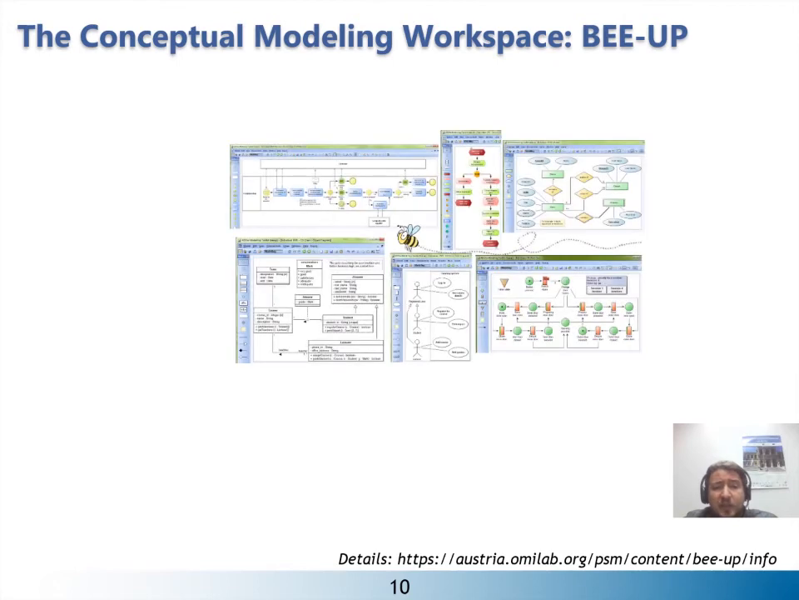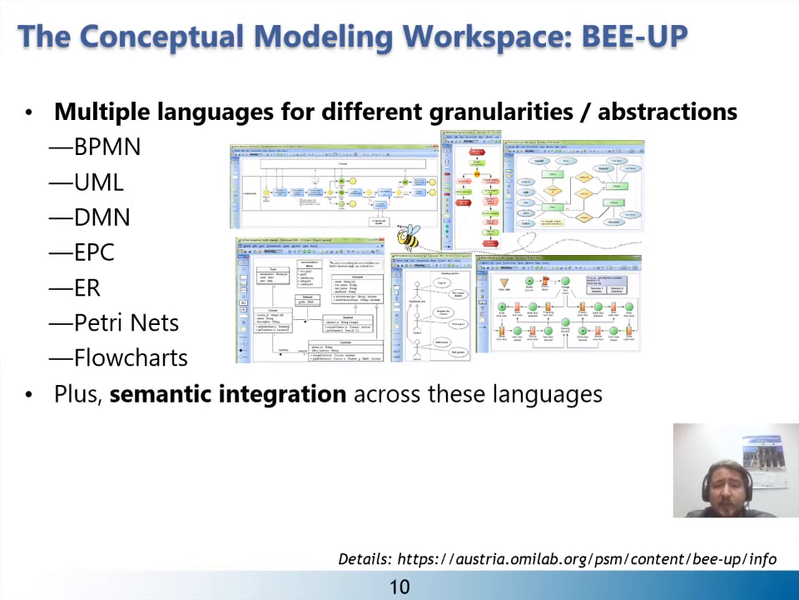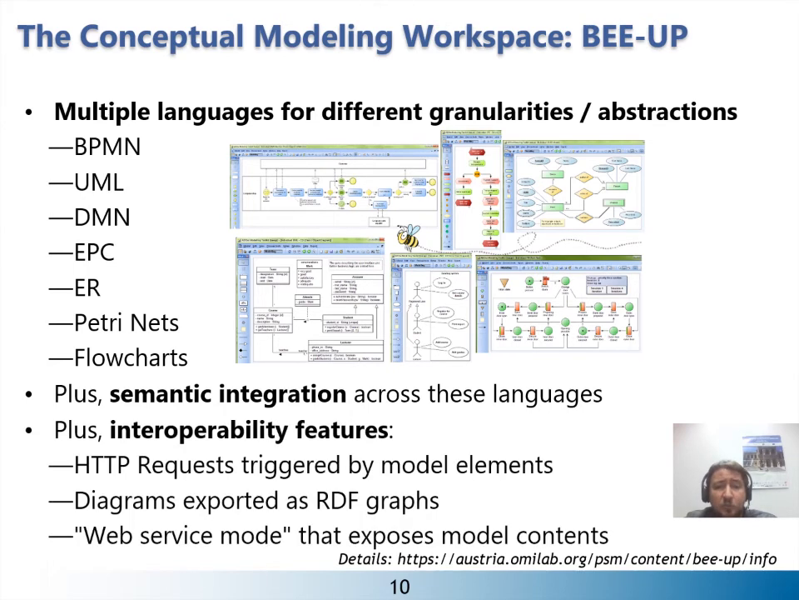Here are some details on the BIAP modeling tool. It supports multiple languages to capture different granularities, different abstractions. For example, it supports BPMN, UML, DMN, EPC, ER, PetriNets, and others. It provides some semantic integration between concepts of these languages, and it also provides some interoperability features that can connect the model contents to external environments.